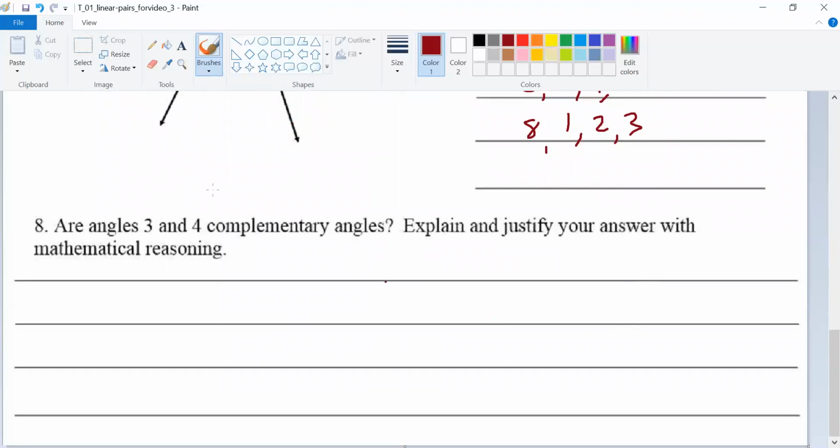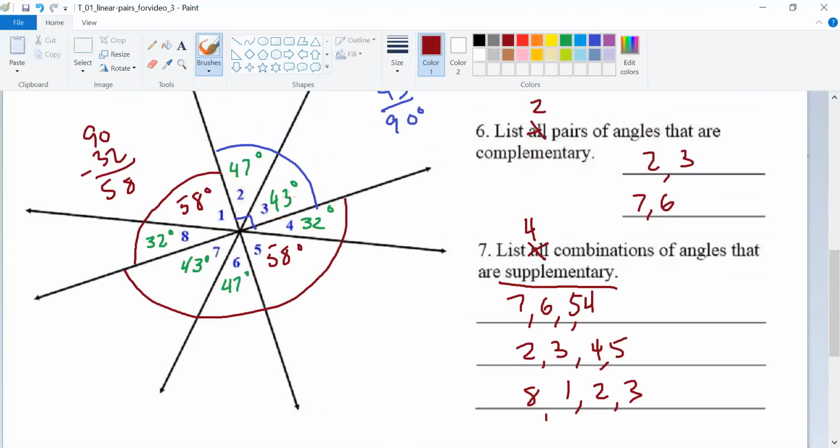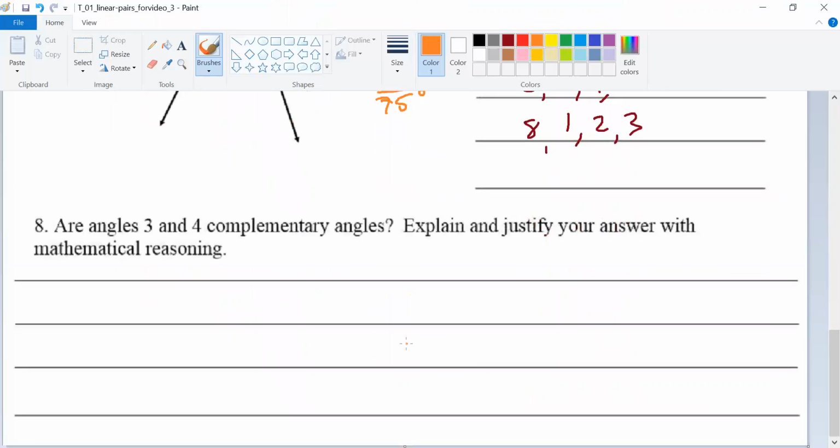Are angles 3 and 4 complementary angles? Explain and justify your answer. Let's see. 3 and 4. Well, 3 and 4, they're right next to each other. That doesn't mean they're complementary, though. We have a 43 degrees and a 32 degrees. That gives me 75. So no, by definition, they are not complementary.